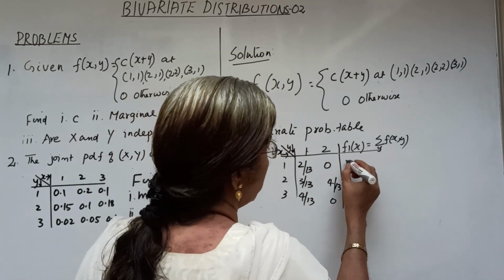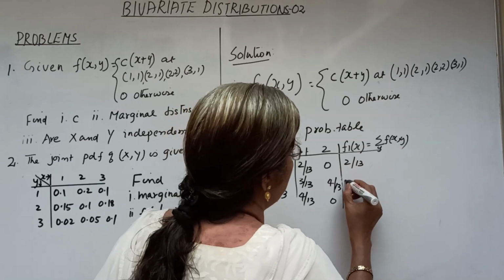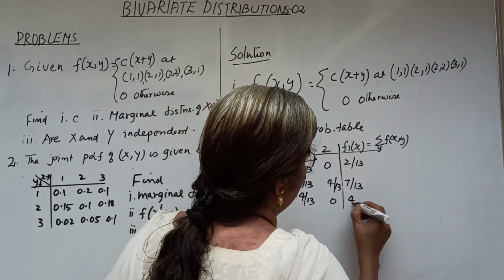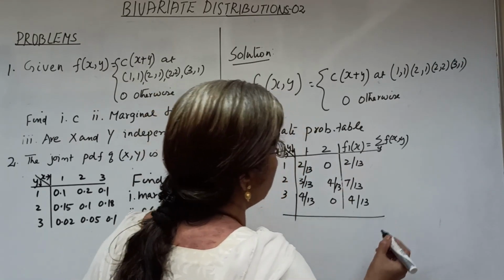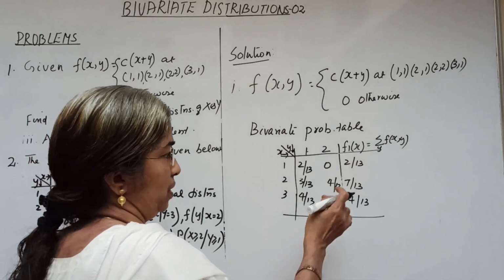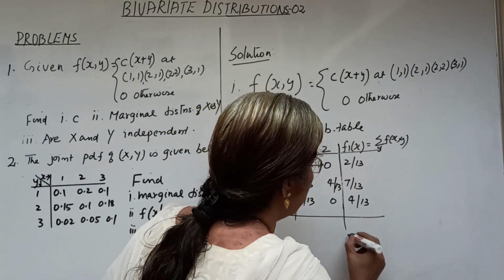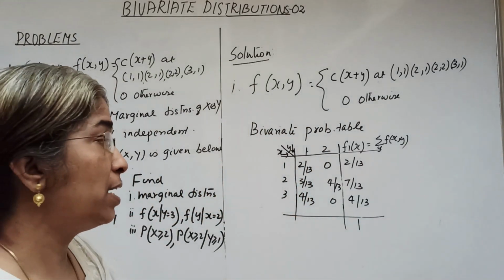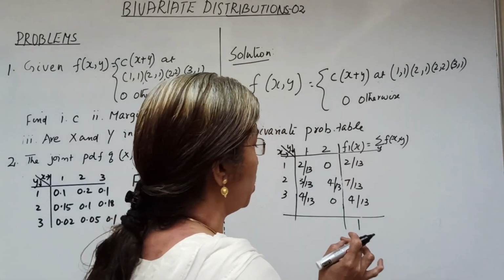That is, the first row total is 2 by 13, the second row total is 7 by 13, and the third row total is 4 by 13. And here the grand total, sigma over x f1(x), means 2 plus 7 is 9, plus 4 is 13, so 13 by 13 equals 1. Okay, here sigma over x f1(x) equals 1, which also gives sigma over y f2(y).